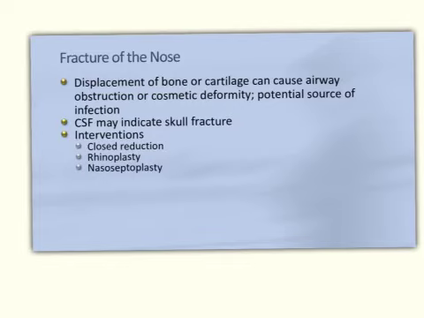First disorder is the fracture of the nose. This is where the bone or cartilage of the nose is displaced, and that displacement can cause air obstruction and also some deformity, and it could be a potential source for infection. We look at cerebrospinal fluid. The presence of it may indicate a skull fracture, so we monitor for that as well.